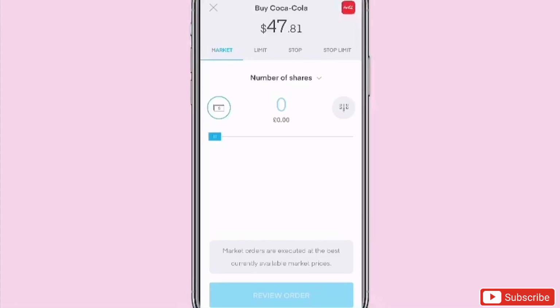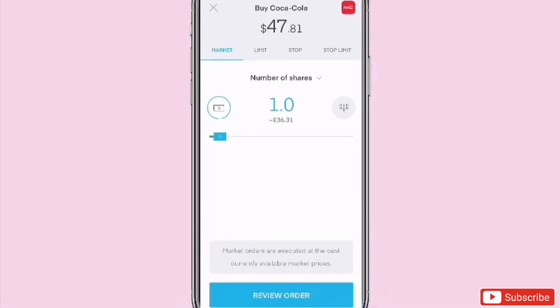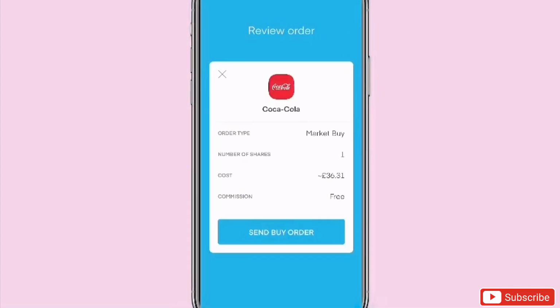On the market order, you can type in how many shares you want to buy. So if I wanted to buy one share of Coca-Cola, I will literally press 1. It would convert the current US exchange rate to pounds, as I'm in the UK. And then I could press review order. It's going to tell me there my order type is a market buy, the cost in pounds, and it's going to be free to buy.